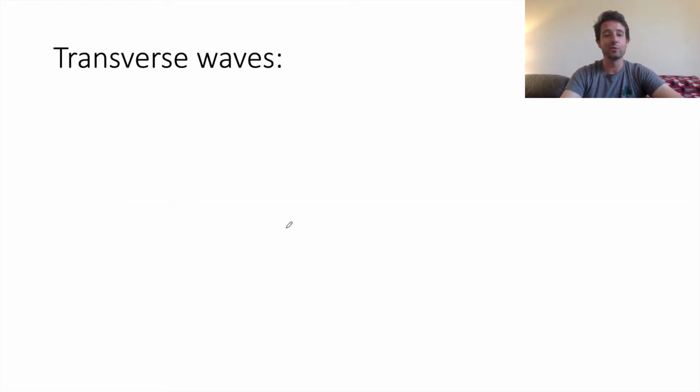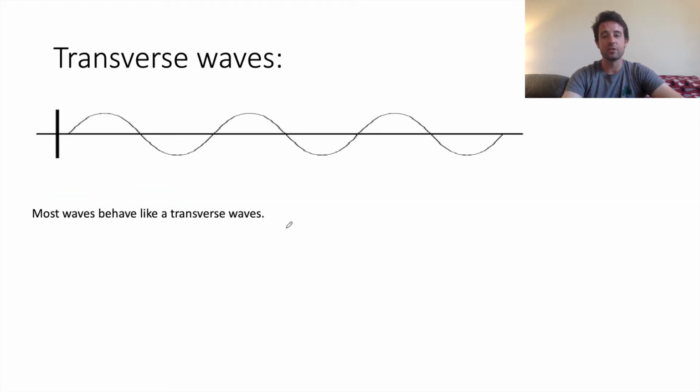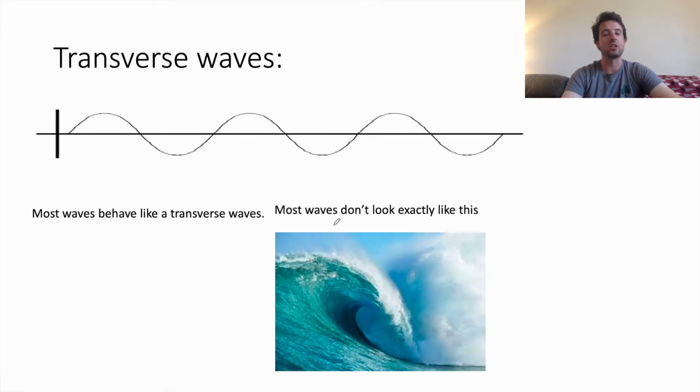Anyways, here, transverse waves. Here's a wave. That's the same picture from the last slide. Most waves behave like this to some extent. They don't exactly look like this transverse wave because there's more complex things happening. If you want to study more complex waves, you're going to have to learn more complex physics. But they do behave similarly.